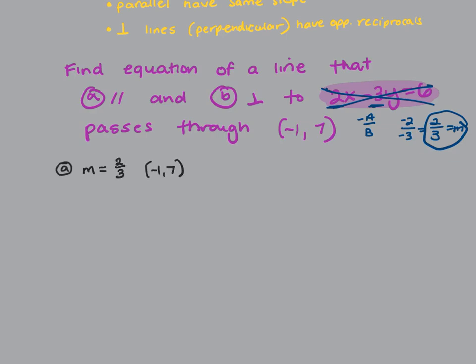And then I plug it into point-slope. So y minus 7 equals 2/3 (x minus a -1, which is +1). Distribute the 2/3. Add your 7. Seven over 1 becomes 21 over 3. And this becomes y equals 2/3 x plus 23 over 3.